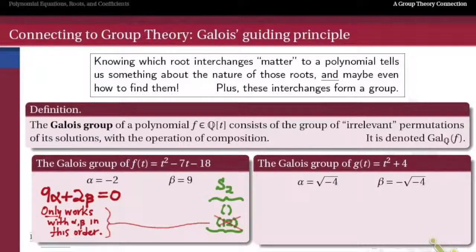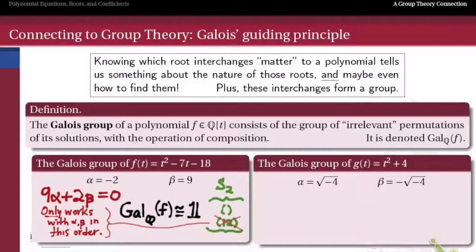The only thing we can do without raising any eyebrows is serve the gourmet coffee to the people that paid for gourmet coffee and serve the instant coffee to the people that paid for instant coffee. We can't get away with switching them. So the Galois group of this polynomial is just the trivial group. It consists only of that identity permutation.